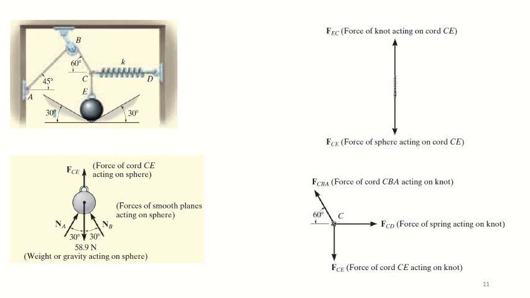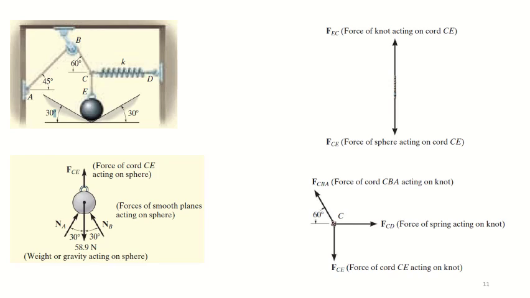If you are asked to draw the free body diagram of the cord, you separate this cord CE, take it out, and isolate it. Then what are the forces acting on this cord CE? There are two forces. One is from this sphere, which is in this direction, and one is at this point, which is in this direction.